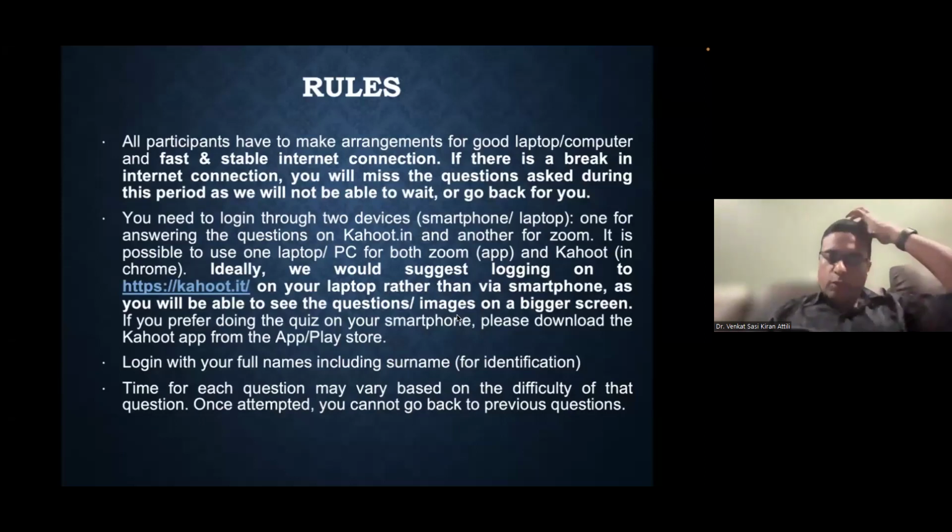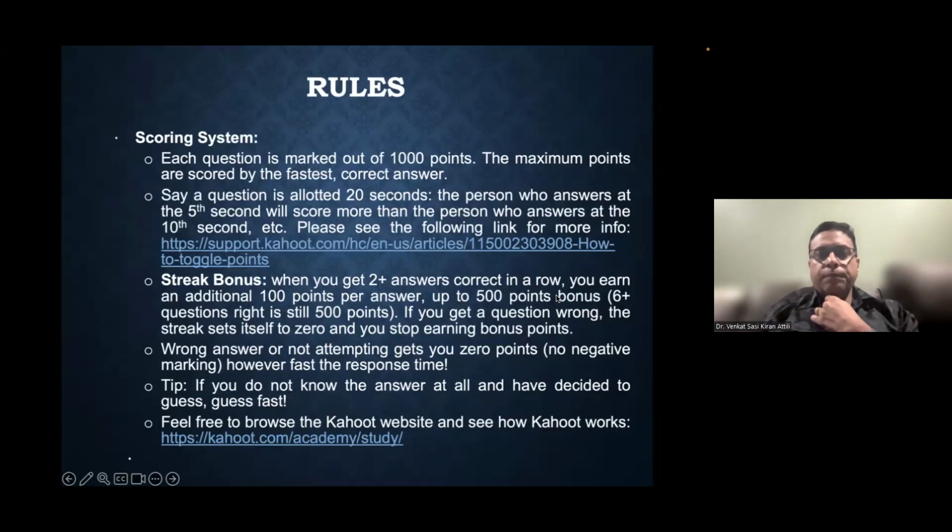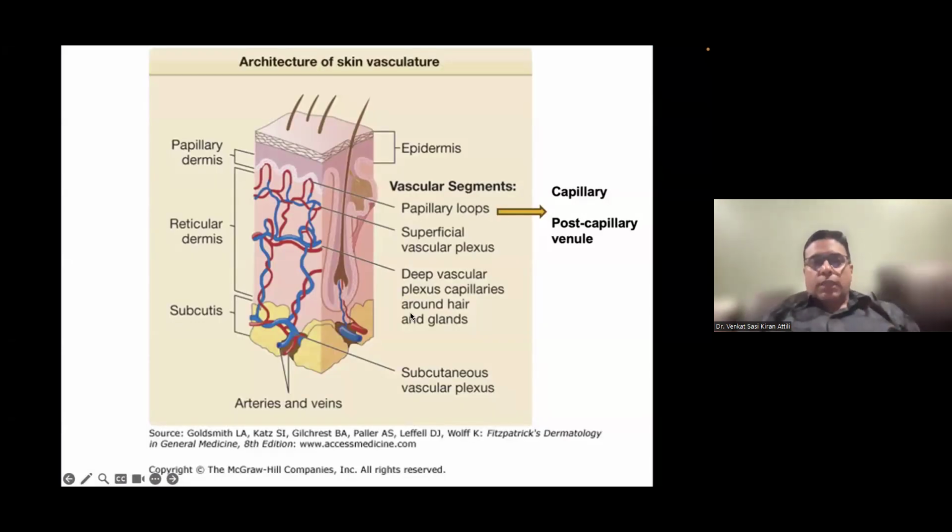Include your full name, including surname, for identification, please, if you want to win the prize. As with previous quizzes, the time for each question will vary based on the difficulty of that question. Once attempted, we cannot go back. Each question is marked out of 1,000 points, and the quicker you get the right answer, the more points you score. A wrong answer or not attempting gets you 0 points. No negative marking. Okay, let's move on to the lecture.